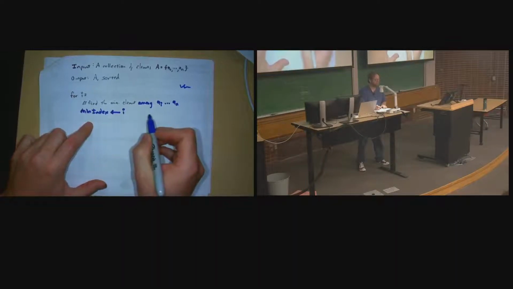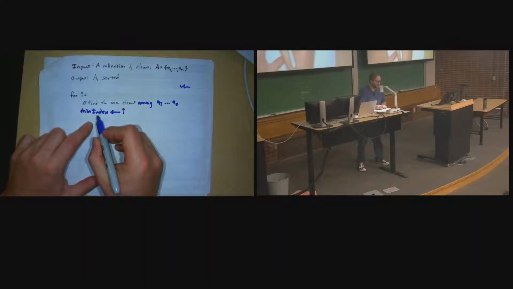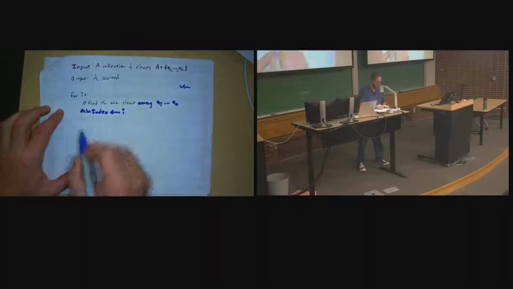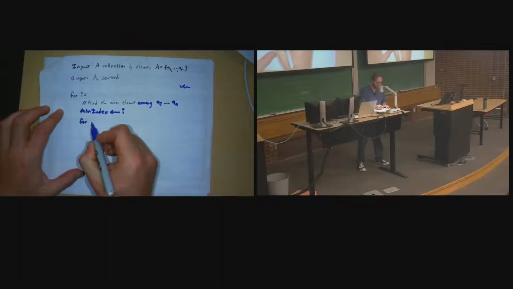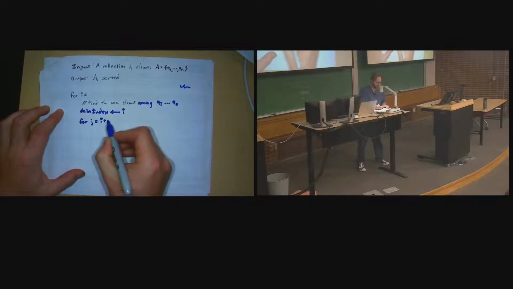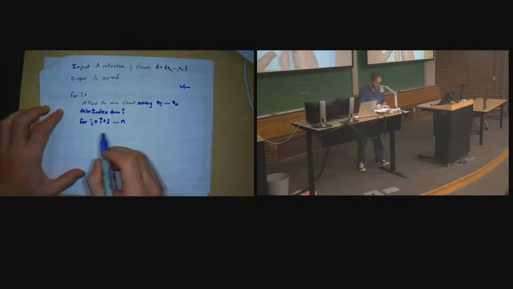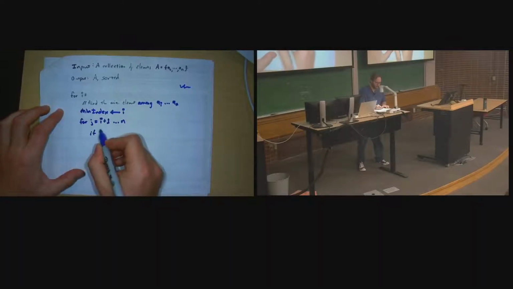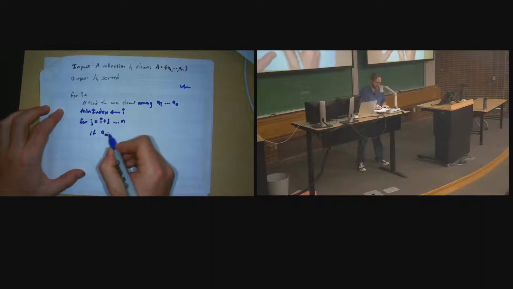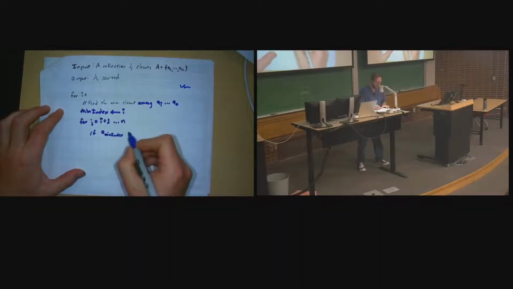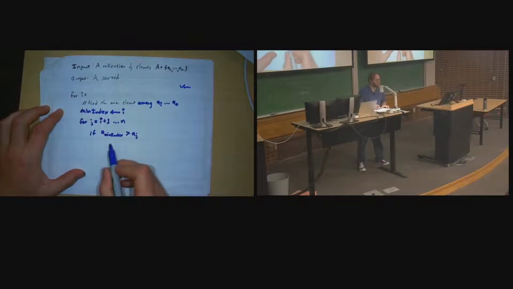I could have even written this in English. Place into the variable min index the value i. Right? Then I'll have another for loop here. For j running from i plus 1 all the way up to n. Right? Again, that's not C code. What I'll do is compare: if a sub min index is greater than a sub j, then that means that we found a smaller element, right? A sub j is a smaller element than the smallest element that we found so far.